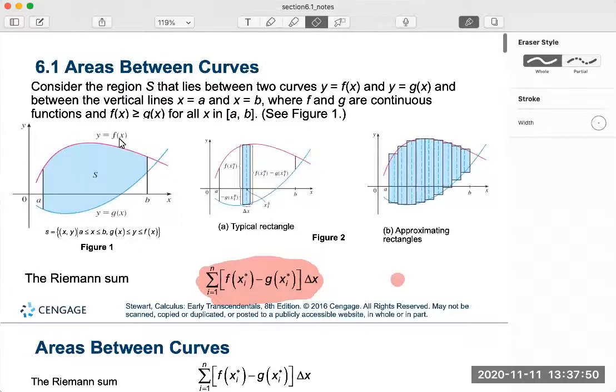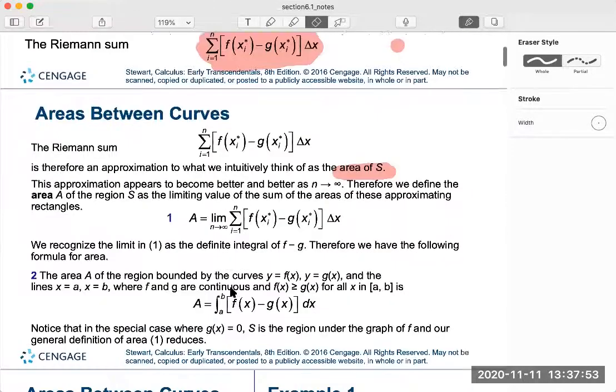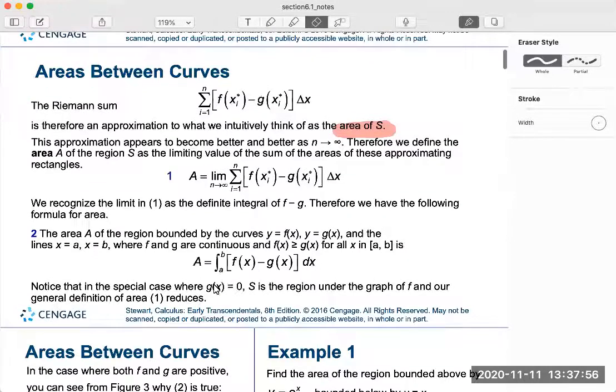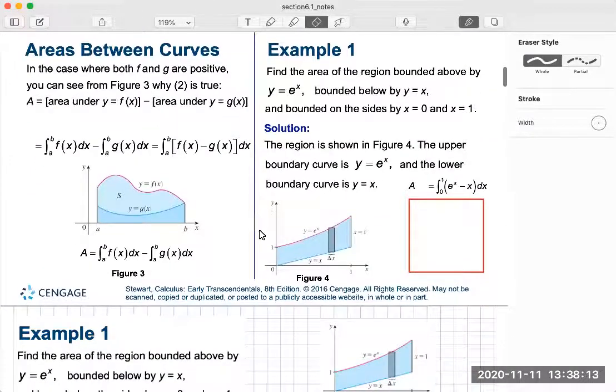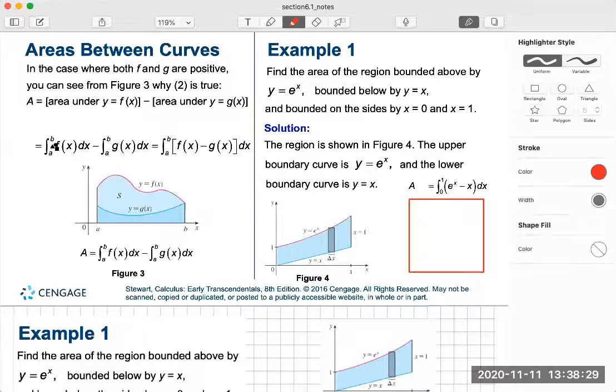So the area of this curve in general will be the integral from a to b of the difference f minus g if f is larger than g. Okay, that is the idea. And let us play with a simple example. Example 1 here. You can see here the area of f and g when f is larger than g would be the sum of these two guys.